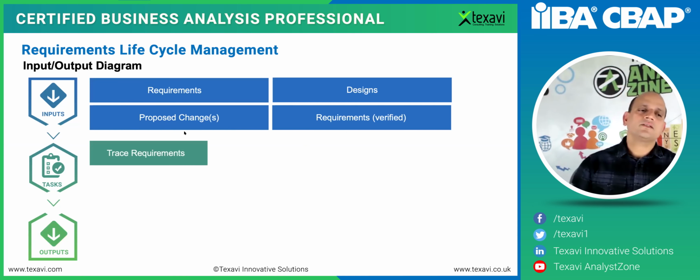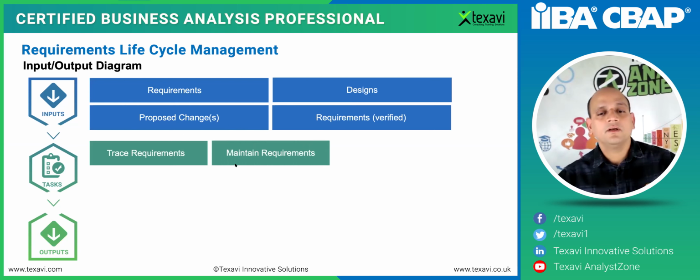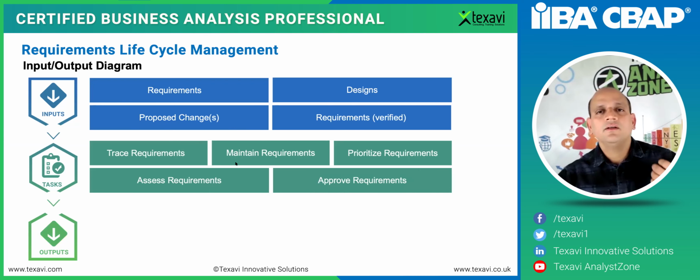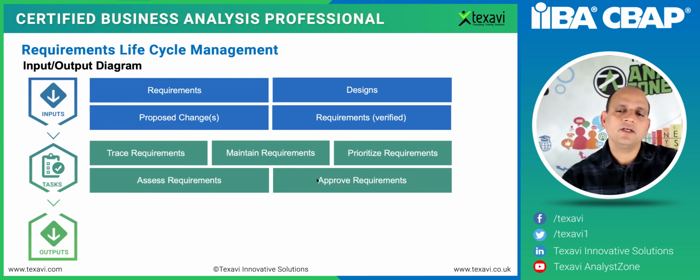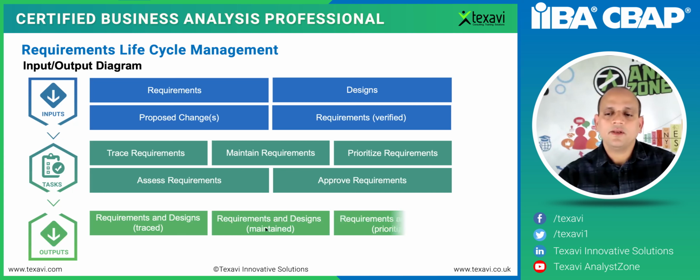And what do you do? What kind of activities and tasks do you do within this activity, the requirement lifecycle management? You trace requirements, you maintain the requirements, you then prioritize the requirements, assess the requirement in terms of the feasibility and all those things, and then you finally review and approve the requirement. Once you approve it, then you will start perhaps to work on that, and then that goes into the product. And then validation, verification, all those testing of that requirement, whether we met the requirement in the first place or not. So all of these would follow. So what are the outputs for this knowledge area? The requirements and designs, obviously traced and validated and verified, maintained requirements and design, and then obviously prioritized requirements.